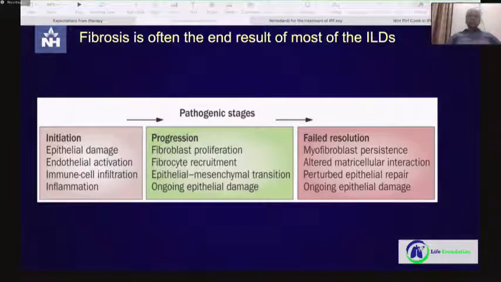And it starts with inflammation in most cases, except for idiopathic pulmonary fibrosis, where we don't see the inflammatory part of it very strongly. Goes on to fibroblast proliferation, recruitment of fibrocytes, transition from the epithelium to the mesenchyme, so-called EMT, and ongoing damage. Normally, this results in healing and then resolution, but in some cases, there's failed resolution. The myofibroblast persists, there's an altered matricellular infiltrate, and ongoing damage, and this leads to fibrosis.